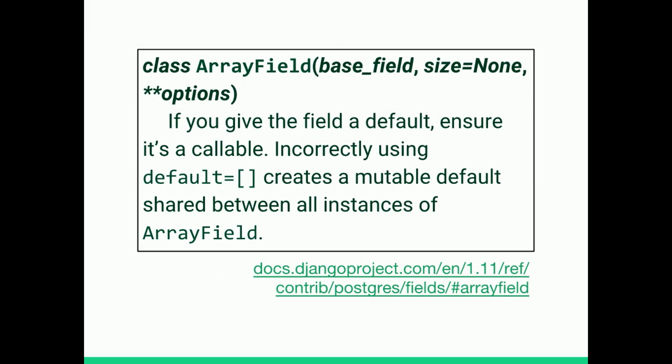And here's an example of a thing that should be checked, but it isn't. On Django, you have ArrayField for Postgres. And on the documentation, it says that if you give the field a default, ensure it's a callable. Because if you use default and pass an empty list, not a callable, this creates a mutable default that will be shared between all instances of ArrayField. And this is a bad thing. You probably don't want that.